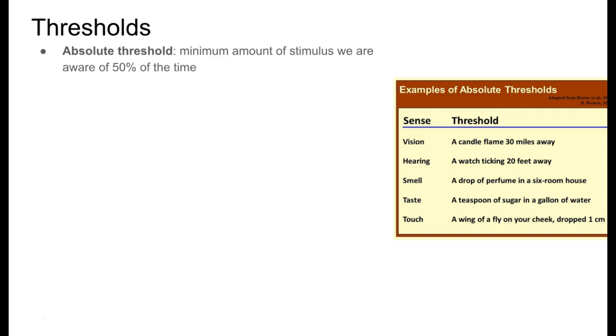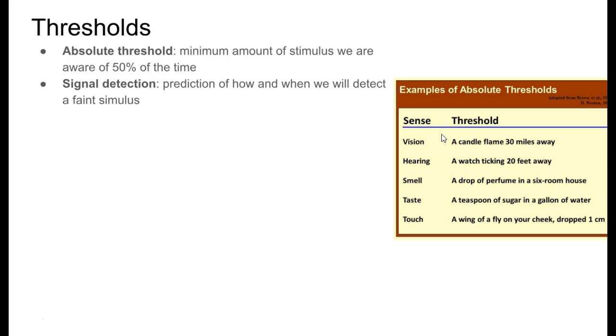Thresholds. A threshold is something that you only notice 50% of the time. So it's the minimum amount of something that you would notice. Off to the right here are a set of examples of the different thresholds. One example is 50% of the time you can see a candle flame 30 miles away if it's pitch black and there's no other light. Signal detection is going to explain to us, or predict, I guess I should say, how and when we may detect a faint stimulus.